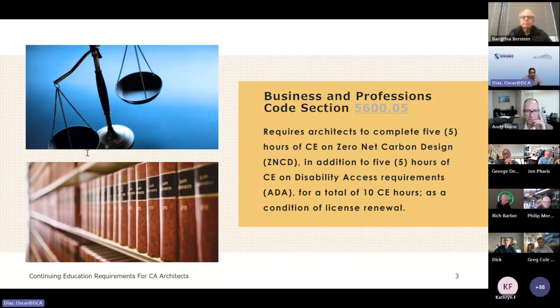Business and Professions Code 5600.05 subsection A states that as a condition of license renewal, you should complete the continuing education coursework pursuant.